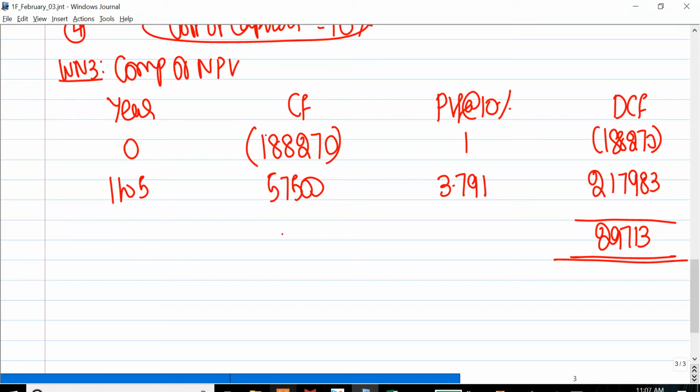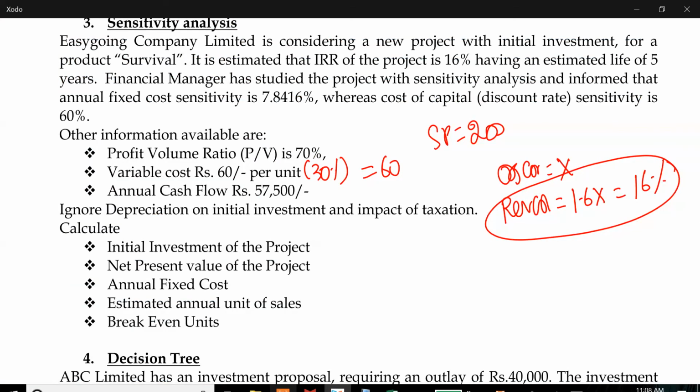The NPV of the project is 29,713. Any doubts on this? Can we proceed? Okay. So I have done two parts of the question. Initial investment is done, net present value is done.